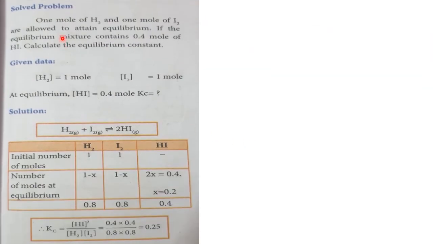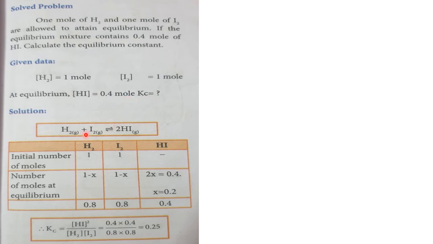Then one more problem. 1 mole of H2 and 1 mole of I2 are allowed to attain equilibrium. If the equilibrium mixture contains 0.4 mole of HI, calculate the equilibrium constant. So what is the given data? H2 concentration is given as 1 mole, I2 concentration is 1 mole. At equilibrium, HI is given as 0.4 mole. Kc you have to calculate.